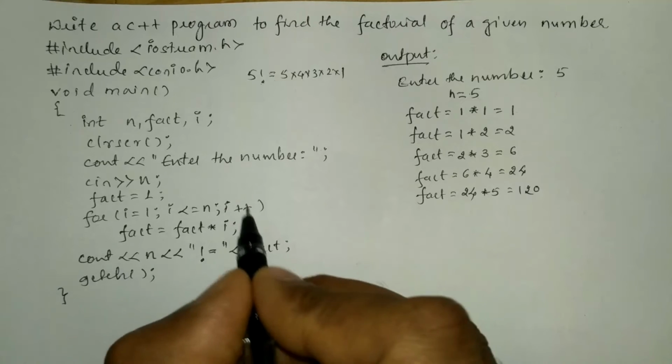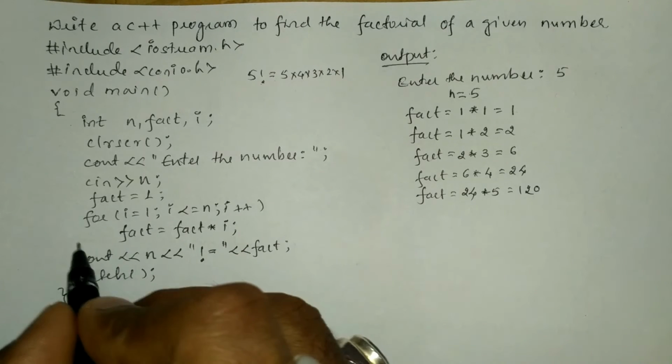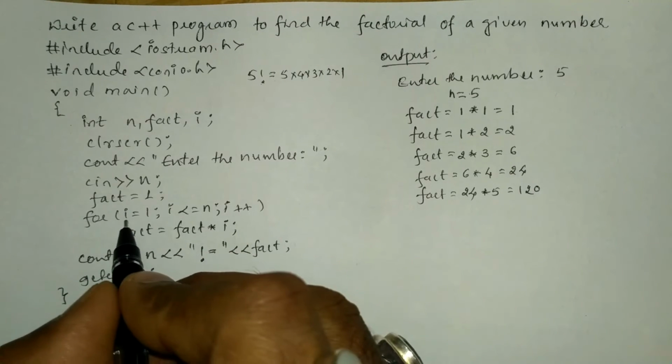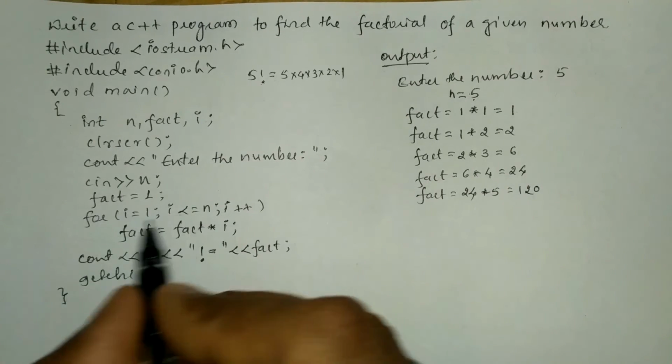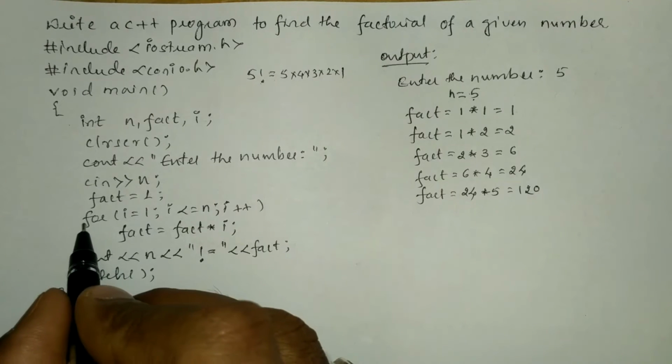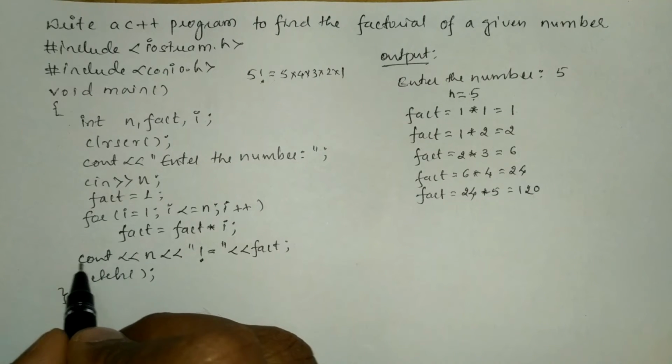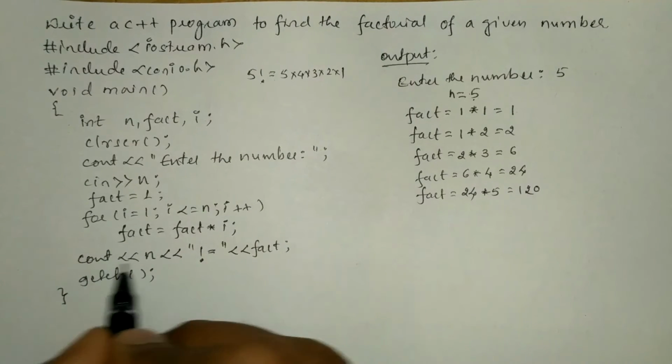Again, by incrementing the value of I by 1, control transfers to for. Now I value is 6. 6 is less than or equal to 5. No, condition fails. Once the condition fails, the control comes out of this iterative statement and then it is going to execute the next statement.